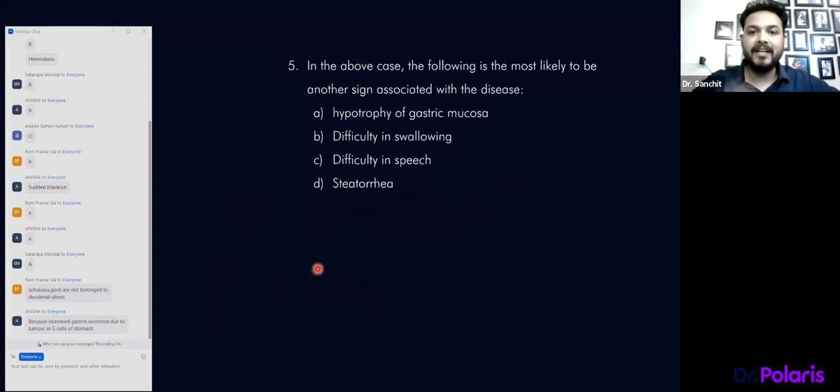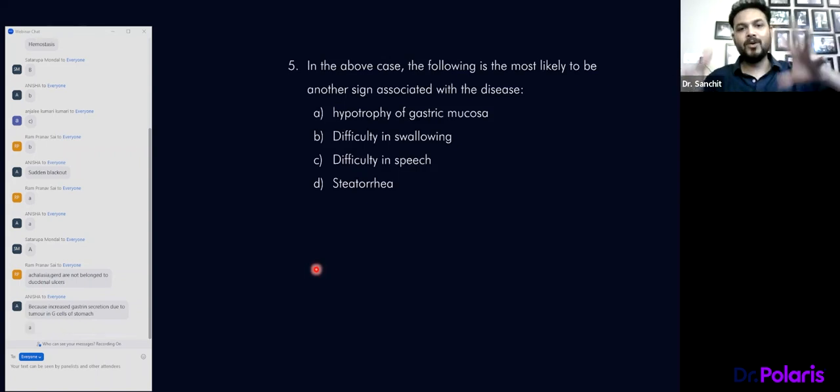Now, in the above case, what you just read, the following is the most likely to be another sign associated with this disease. So that is why, see, this is how, again, now if you don't know Zollinger-Ellison, it doesn't matter. I told you some things about Zollinger-Ellison syndrome. Now, what will be the associated sign with this? Now, see, this is how Shifa has come up with D. Great. Anyone else wants to tell me what is the other sign that you can think, or what is the classical symptom that you will see in such patients of Zollinger-Ellison syndrome? Anything? Anyone?